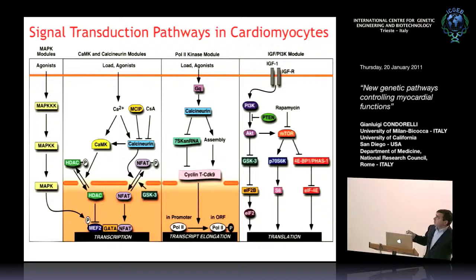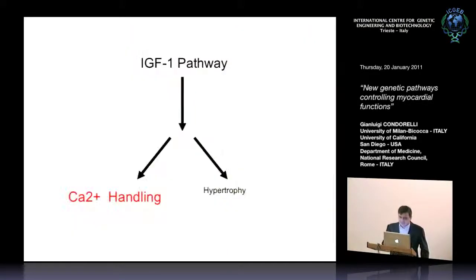So our work today will focus on these two molecules, AKT and mTOR, and I will show you some data on what these two proteins do in the cell. And you know that mTOR is a key molecule regulating translation. This is done through two proteins, 4E-BP1 and P70, but I will come back to this later. So we were basically interested in two aspects activated by the IGF-1 pathway. One is the effect on calcium, and the other one is the effect on hypertrophy.